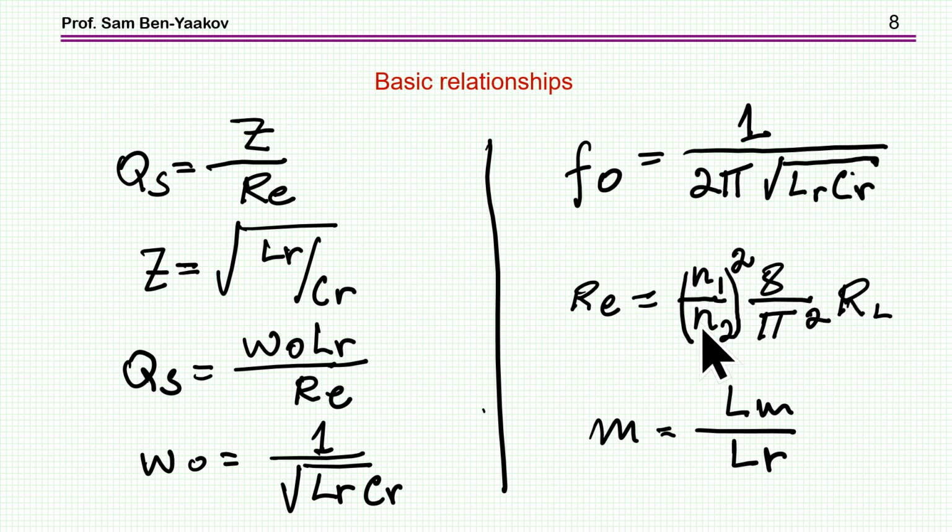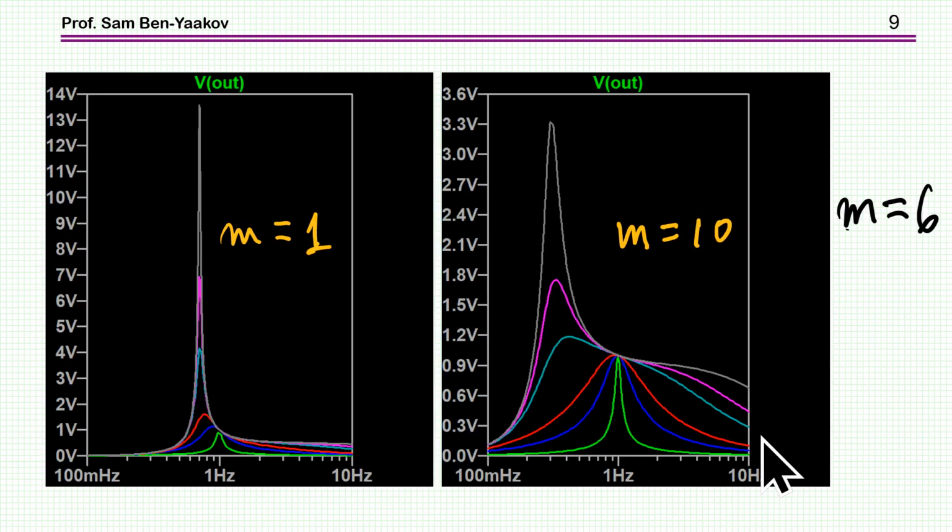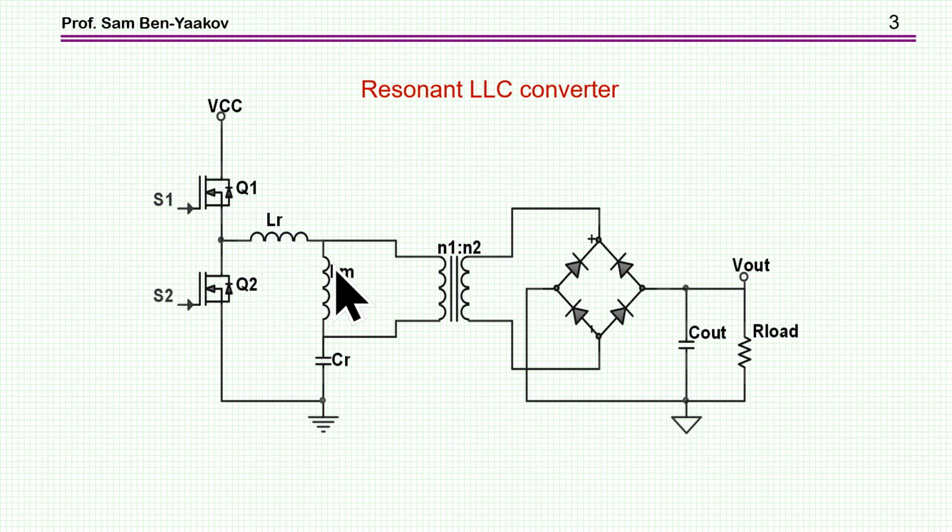And I've already shown this relationship, and m is defined as these two. So these are the very, very basic relationships that we're going to use later on. Now the question is, what should be Lm? That is the ratio between Lm, L sub m, and L sub r. These are these two inductors.